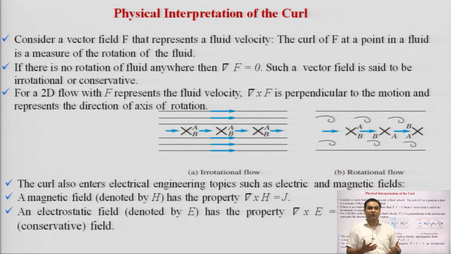For a two dimensional flow with f representing the fluid velocity, del cross f is perpendicular to the motion and represents the direction of the axis of rotation. The curl also enters electrical engineering in describing different parameters of electrical and magnetic fields. For a magnetic field denoted by H, del cross H is equal to J, the conduction current density. In the electrostatic field, the curl of E is defined as 0, which is known as a conservative field.